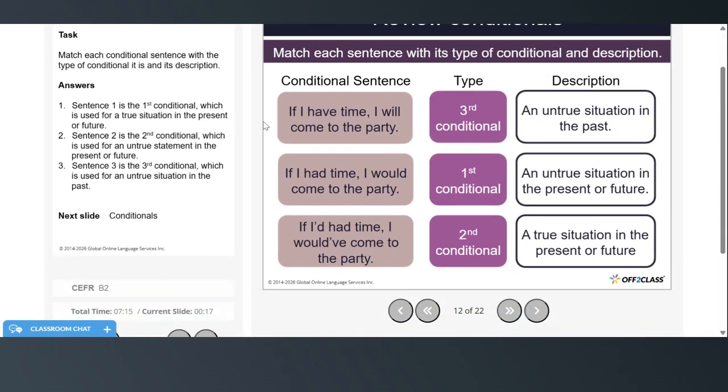So sentence 1, if I have time, I will come to the party. That's a first conditional, which is used for a true situation in the present or the future.